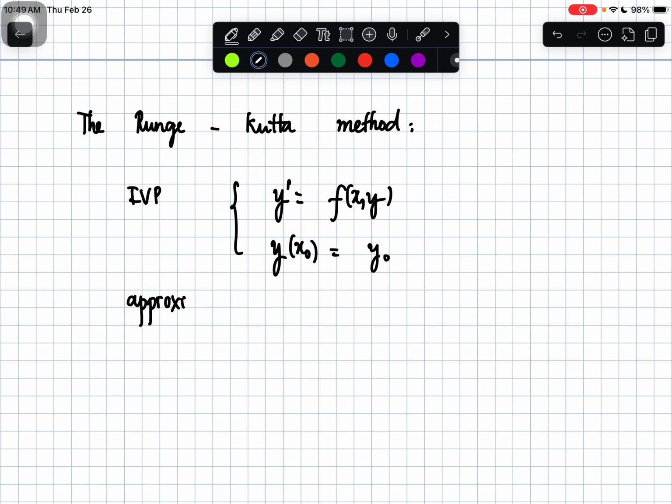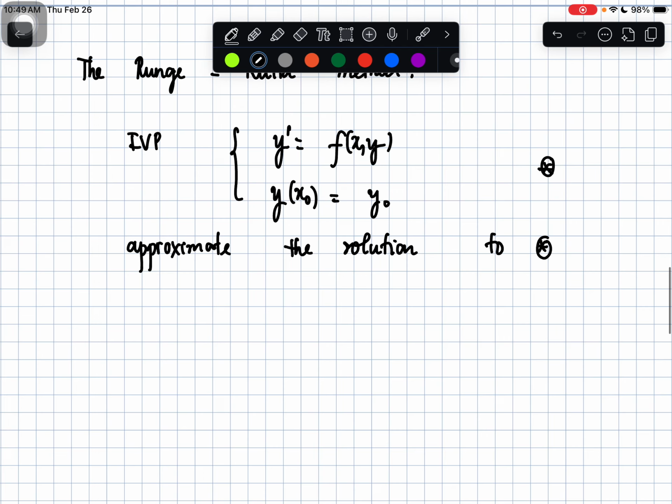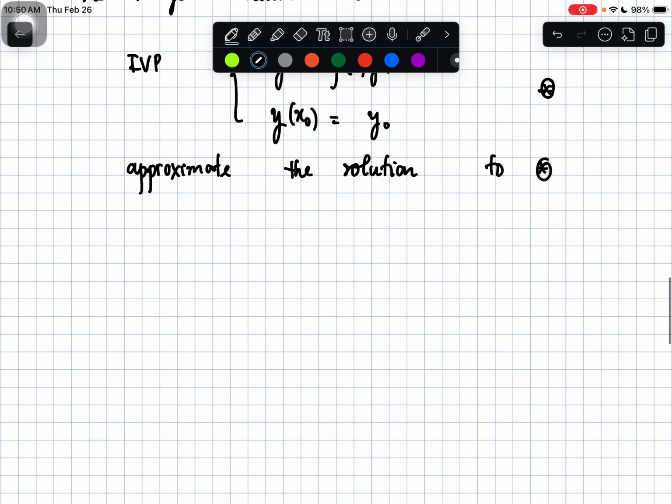Approximate the solution for this initial value problem. To start, we know about the Euler and improved Euler methods. Assume that we are in step n, we have xn, yn.